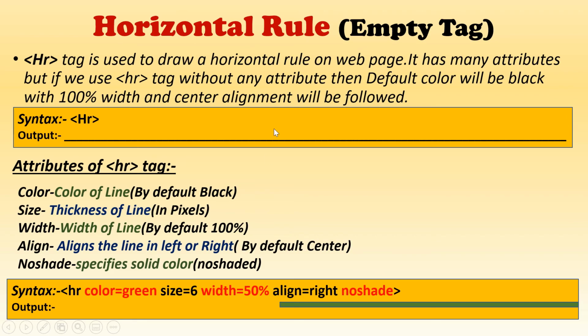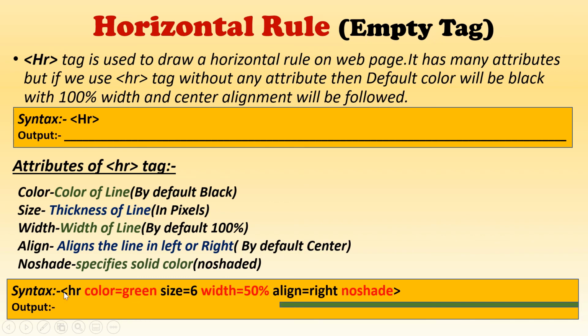Now we are discussing the horizontal rule. This is an empty tag. If we are giving HR like this, the default size of the HR is 100% and that will be displayed in black color. But it has many attributes like color. We can change the color by using the color attribute. By default it is black. Size, the thickness of the line, which we always give in pixels. Width of the line by default is 100%. Align aligns the line in left and right position. By default it is displayed in center. Noshade specifies the solid color.